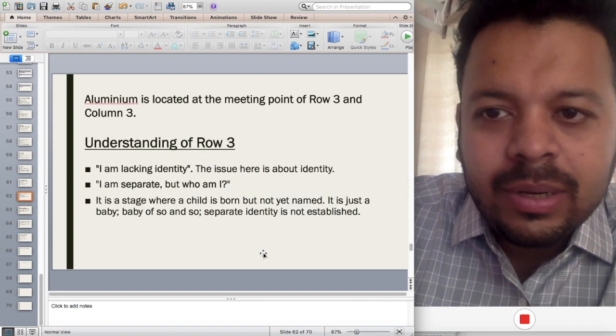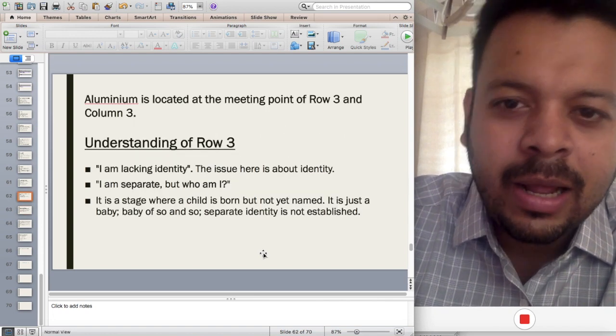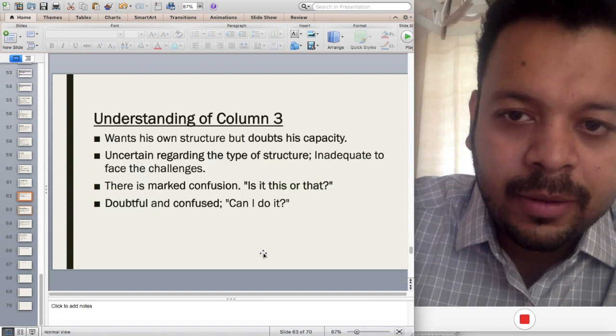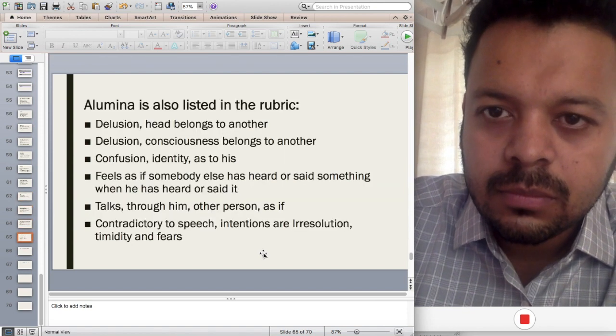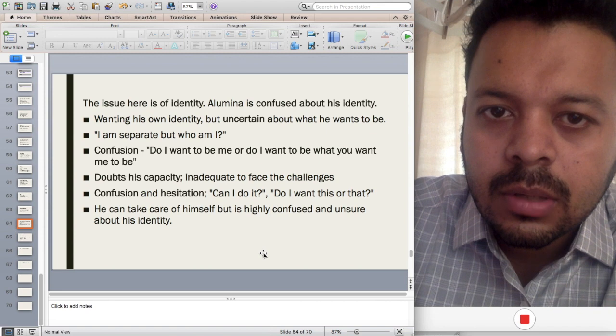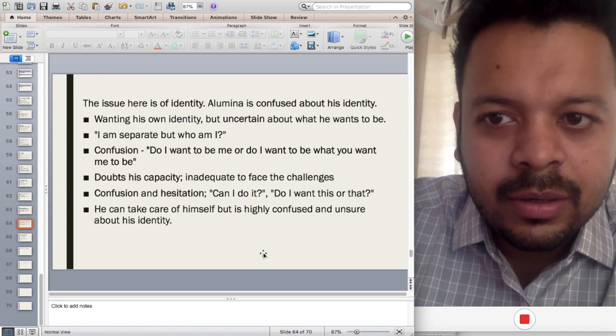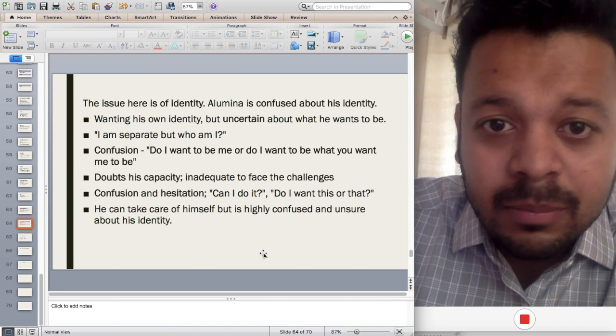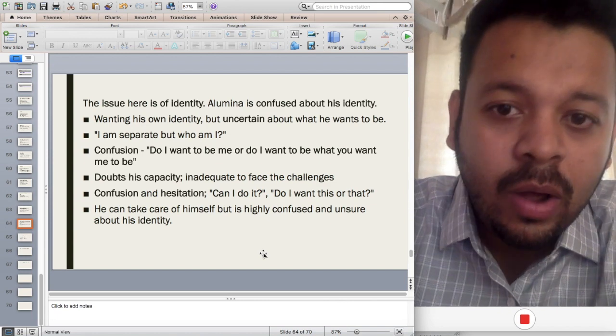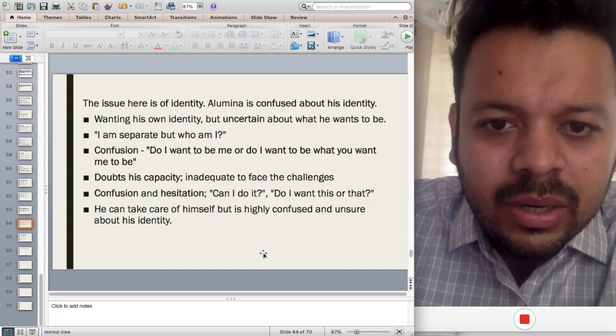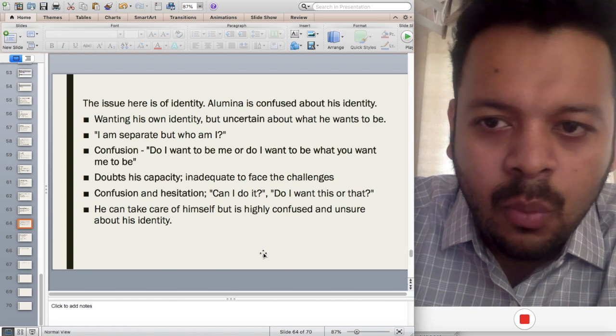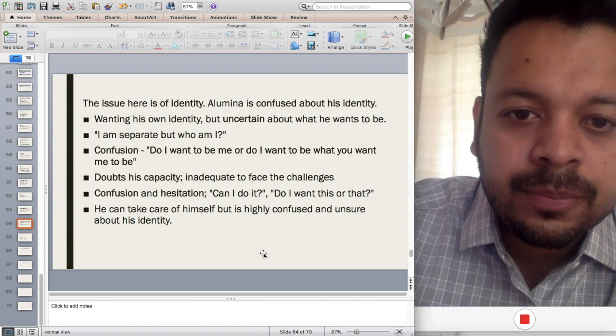One of the strong feelings in alumina in row 3 is I am lacking identity. I am separate, but who am I? Alumina is confused about his identity, wanting his own identity, but not sure who I am. I am separate, but who am I? There is a lot of confusion, hesitation. Do I want this or do I want that? Hesitation is a very important word in alumina.